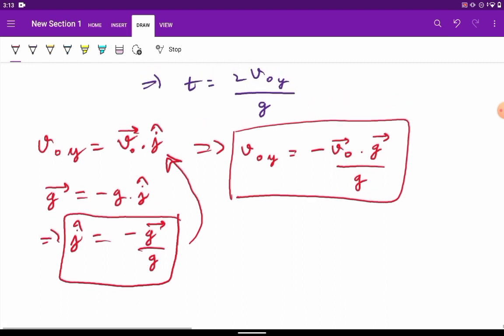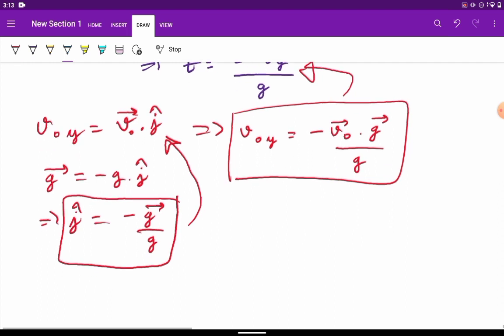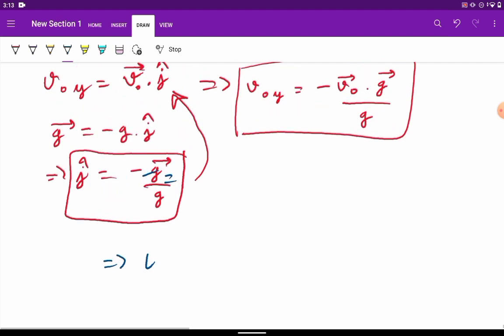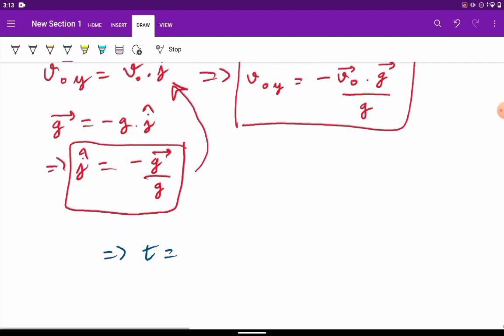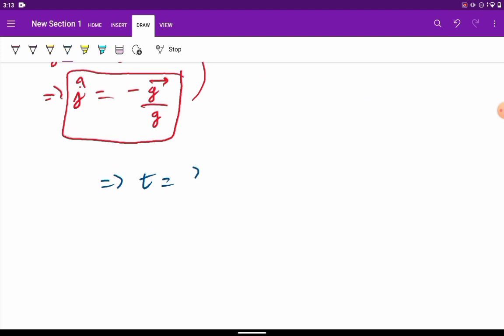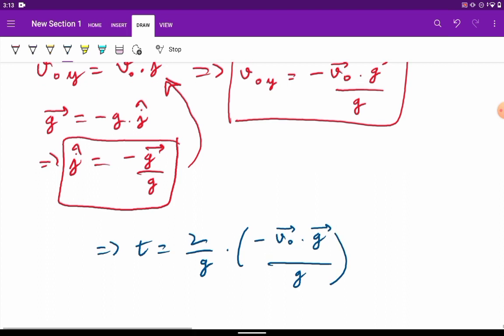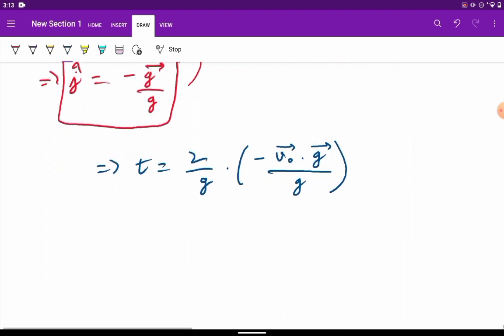Now this will substitute here. So that will give me t is equal to 2 by g times v naught y. So basically it becomes 2 by g times minus v naught vector dot g vector by g.